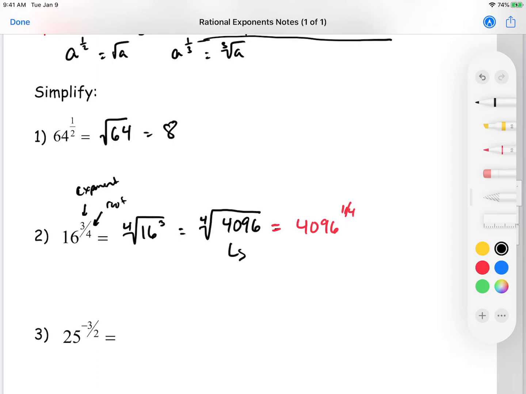Another way that we can see this, by the way, and I wanted to point this out, is if I can see the connection between these two. That means 16 to the 3/4 is the exact same thing as 4,096 to the 1/4. So there are a lot of equivalencies that will occur in these. So who can tell me what the fourth root of 4,096 is?